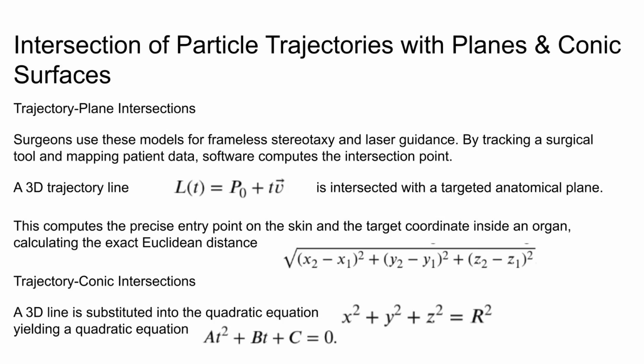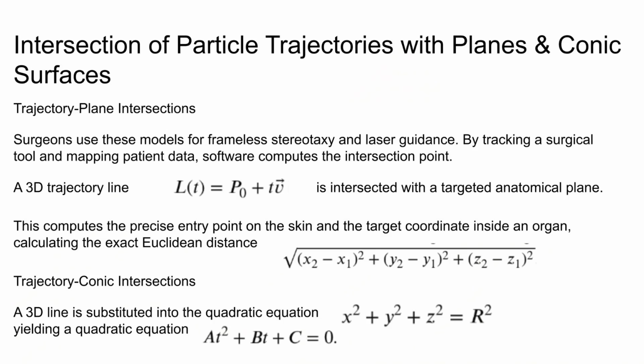The surfaces of interest in this work include planes and conic surfaces such as cylinders, cones, and spheres. These geometric objects are important because they provide simple mathematical descriptions of many physical structures. For example, a cylinder can represent a tube-like structure, while a sphere can represent a bounded region in space.